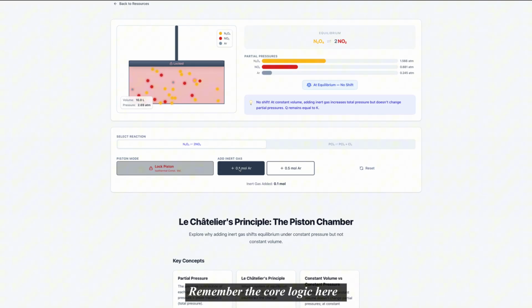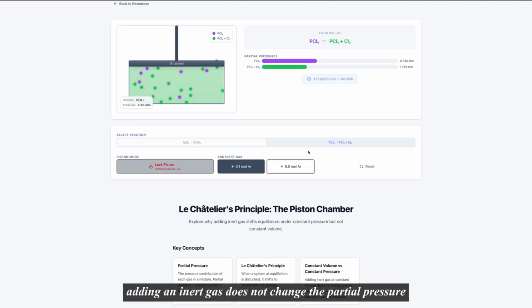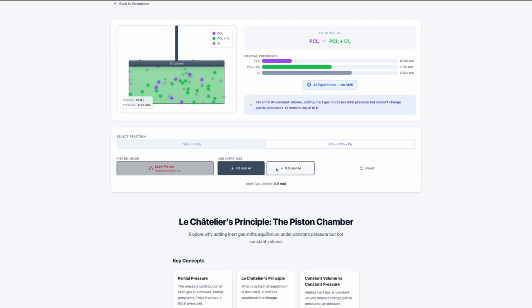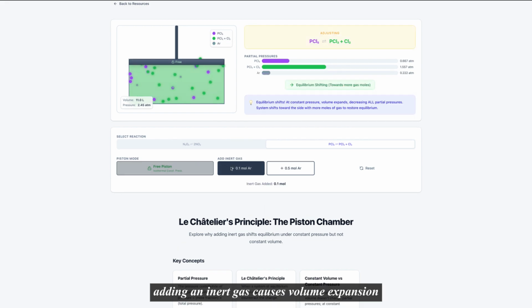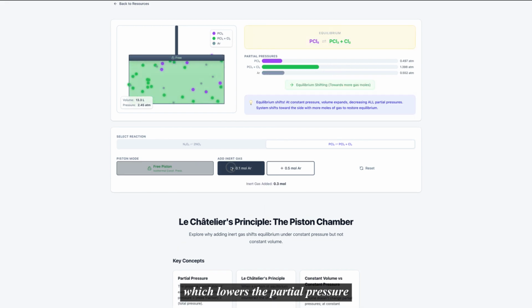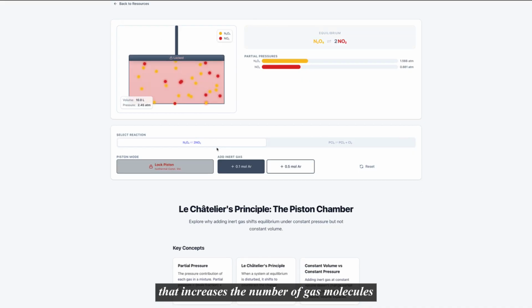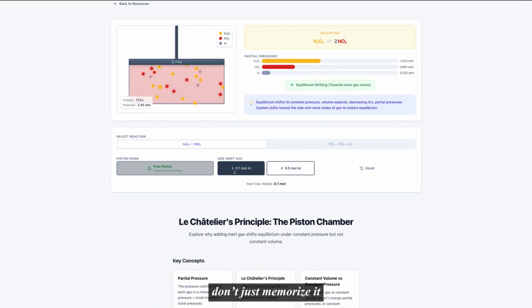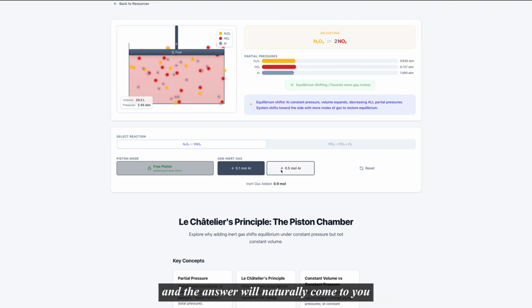Remember the core logic here. Under constant temperature and constant volume conditions, adding an inert gas does not change the partial pressure, so the equilibrium does not shift. Under constant temperature and constant pressure conditions, adding an inert gas causes volume expansion, which lowers the partial pressure, shifting the equilibrium toward the direction that increases the number of gas molecules. Next time you encounter such a problem, don't just memorize it, think about whether the partial pressure changes and the answer will naturally come to you.